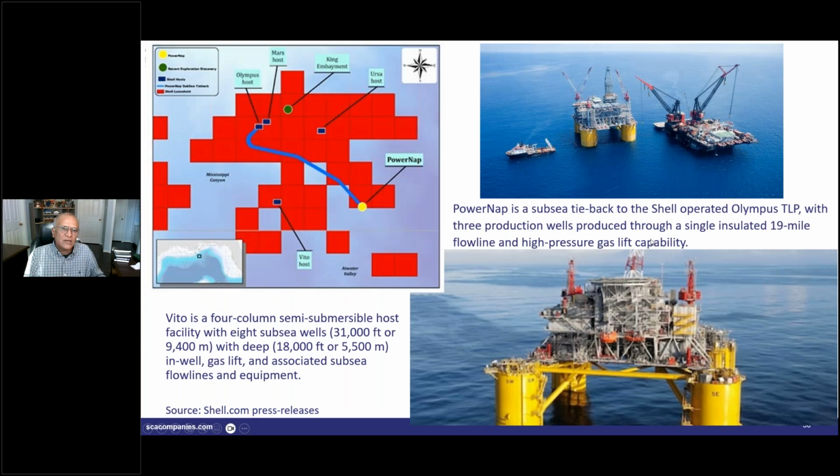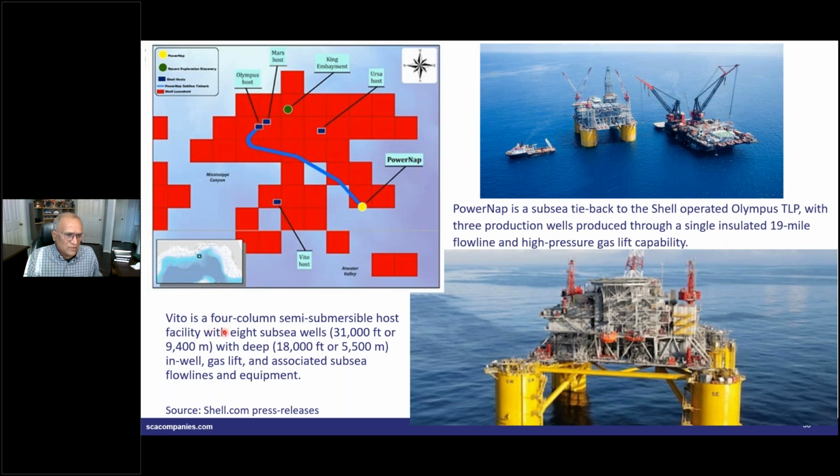what we are finding here, I'm showing one example from Shell. Shell has the maximum number of deep water developments in the Gulf of Mexico. PowerNap and Vito are two recent developments. What you're looking at is this part of the Gulf of Mexico where the PowerNap and Vito hosts are located. PowerNap is a subsea tie back to the Olympus tension leg platform with three production wells producing through a single insulated 19-mile flow line and high pressure gas lift capability.